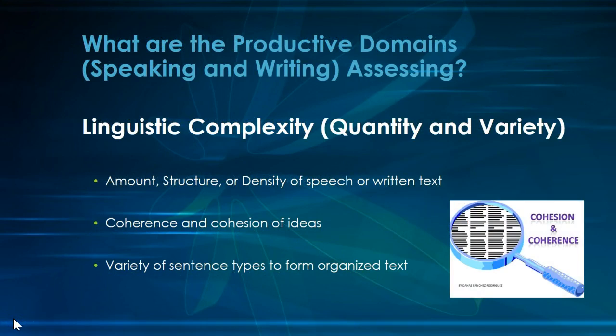So speaking and writing are the productive domains, and they are assessing the linguistic complexity, thinking about the quantity of sentences and also the variety. What does the amount look like? Are students simply saying, I see a dog? Or are they using a more complex sentence structure? Also, what kind of coherence and cohesion do they have with their ideas? Is it very choppy, or does it sound like they are telling a story based on the information that they have been presented with, and it has a coherence about it? Also, do they use a variety of sentence types to help them form an organized text, or is it simply every sentence sounds exactly the same?